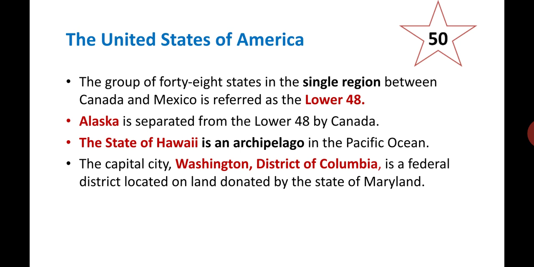As you remember, the United States of America is a country which consists of 50 states, but 48 states are contiguous states. So these are the states the borders of which touch each other. This group of 48 states in the single region between Canada and Mexico is referred to as the Lower 48. Alaska is separated from the Lower 48 by Canada. The state of Hawaii is an archipelago in the Pacific Ocean, and the capital city, Washington, District of Columbia, or Washington, D.C., is a federal district located on land donated by the state of Maryland.